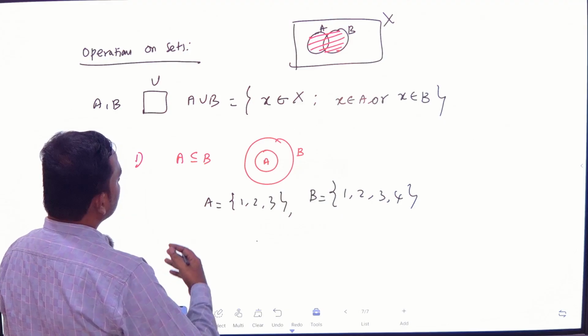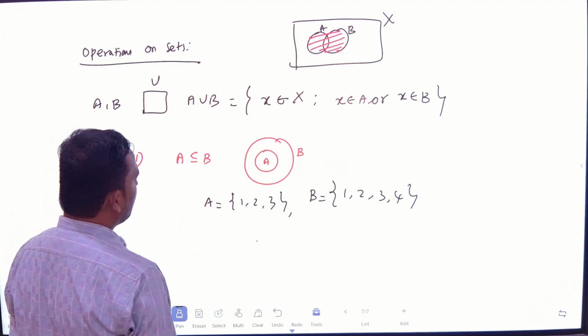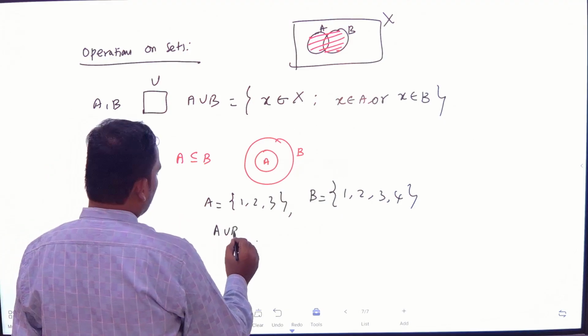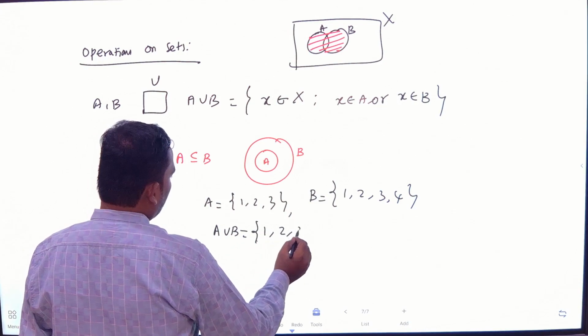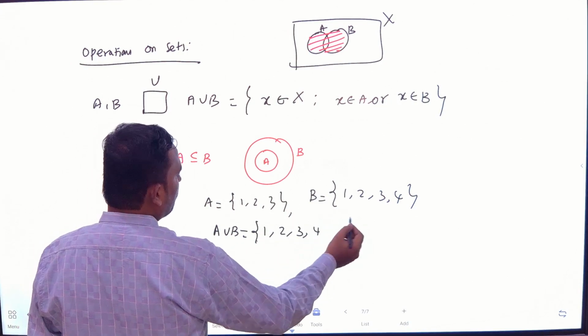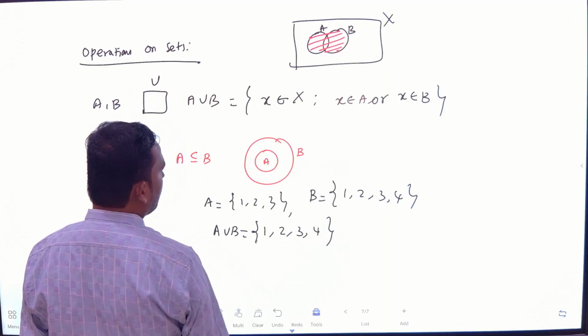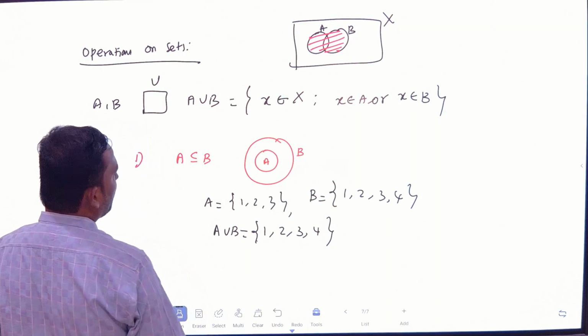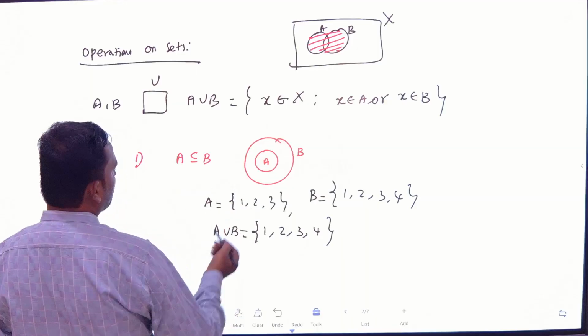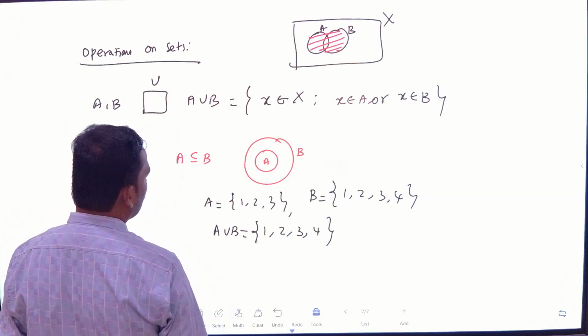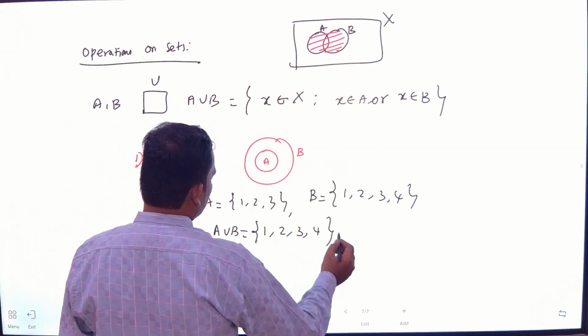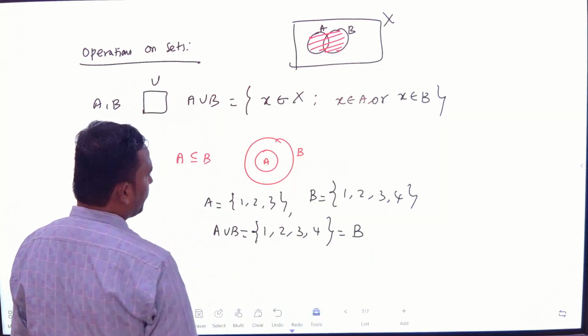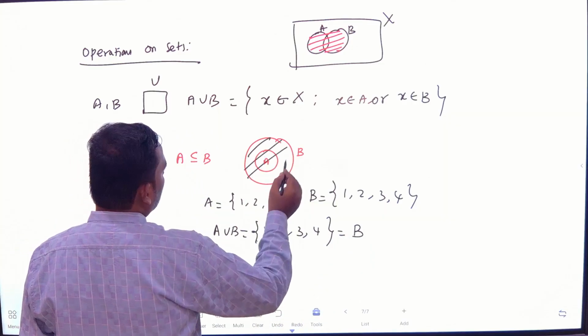Okay. But what is the union here? A union B here is what? 1, 2, 3, 4, right? 4 only, right? So this complete thing is actually what? A subset of B means A union B is equal to B, right? Understood? So this is the complete thing you can write.